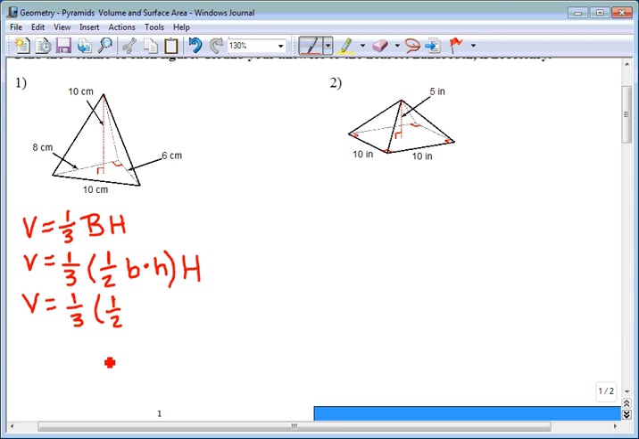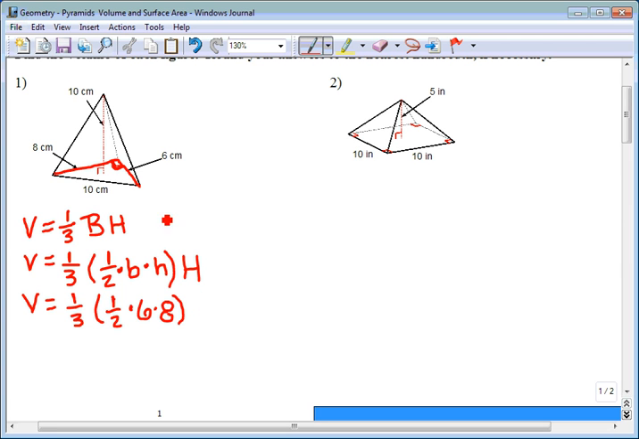Now we know that for a triangle, our base and height of a triangle must be perpendicular to one another. Well, when we look at this base, we see a right angle mark, and that's our indication of perpendicular. So we have a right triangle here. When we have a right triangle, we can use the two legs of the triangle as our base and height. And since it's just multiplication, it doesn't matter which one's the base and which one's the height. So I've got 6 and 8 as my base and height of the triangular base.